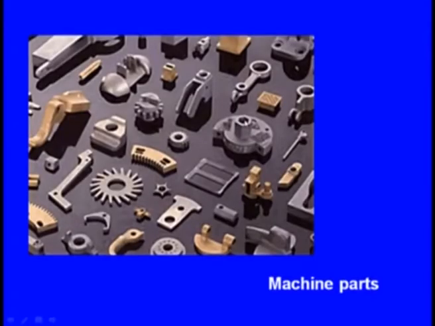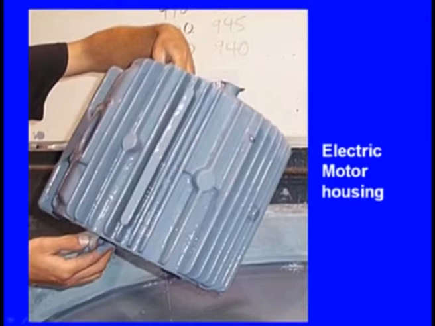Now you can see these are the small machine parts, tiny components. These are also manufactured by metal casting. You can see small components with very excellent sharp details. These are manufactured by metal casting. Now let us see the applications of the metal casting in electrical systems. Yes, this is the electric motor housing. This is manufactured by metal casting.